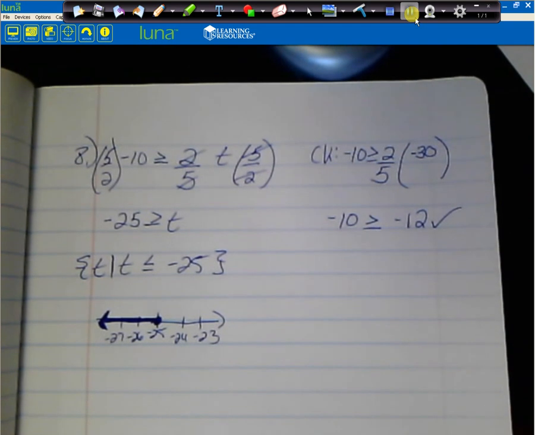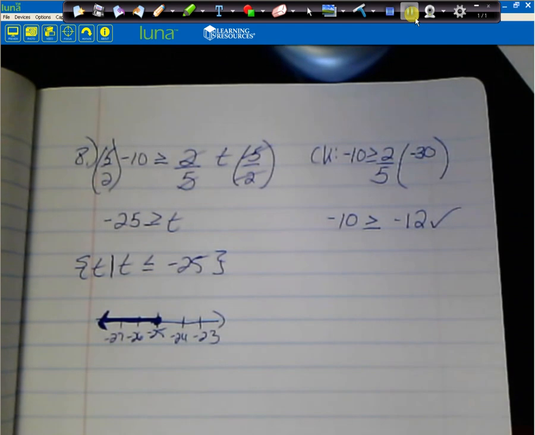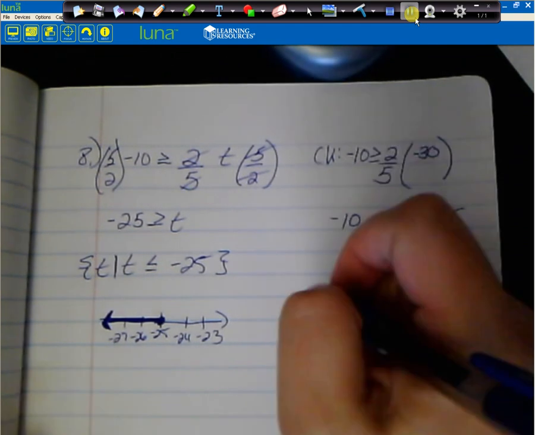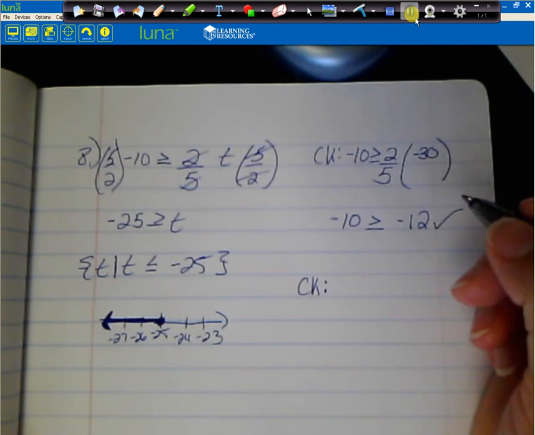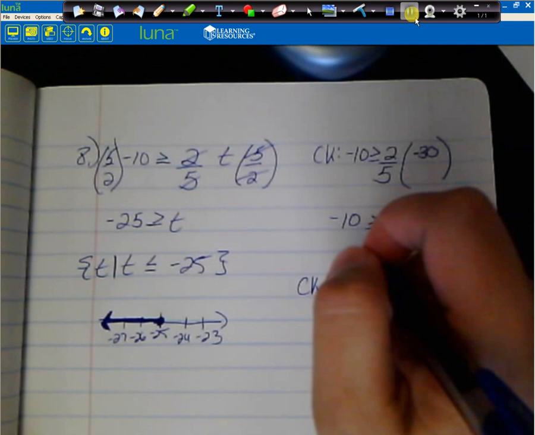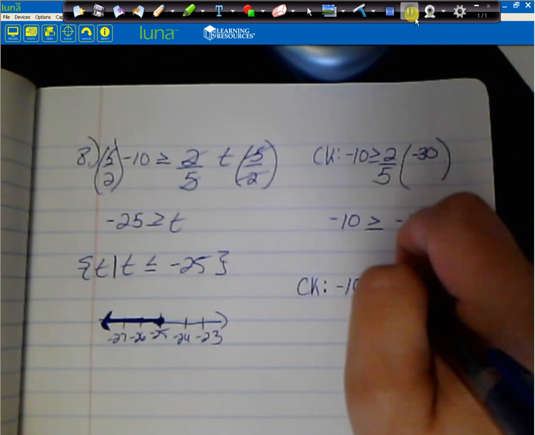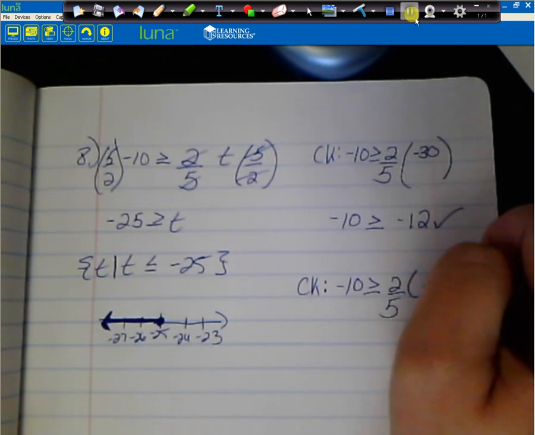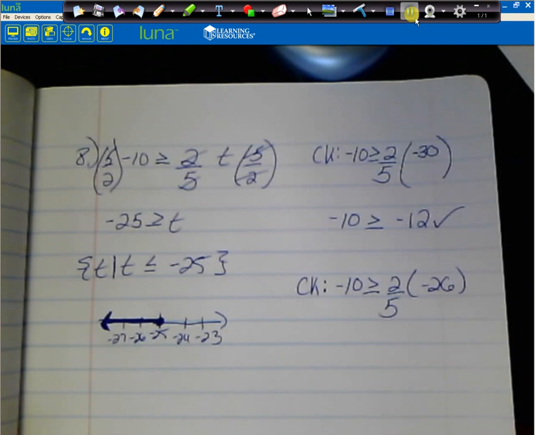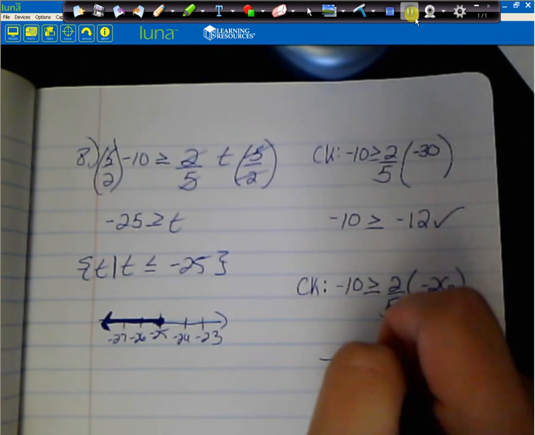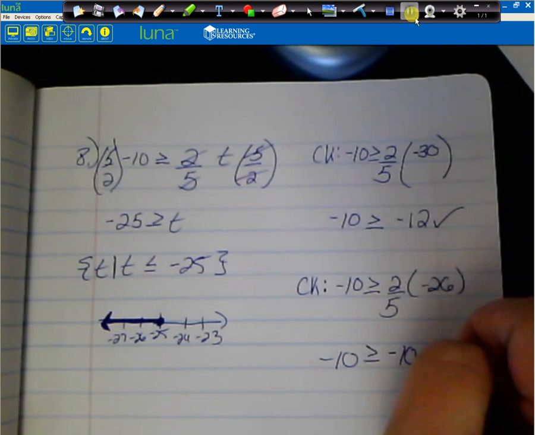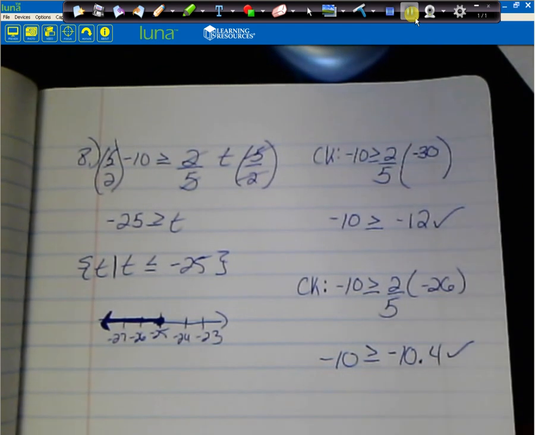I'm going to show you what it looks like when I check with negative 26. You do not have to write both checks down, but I want you to know that it is okay to check with a number that's not divisible, and you can still get a decimal, and that will be just fine. So I'm going to say negative 10 is greater than or equal to 2 over 5 times negative 26. And I'm going to get negative 10 is greater than or equal to negative 10.4, which is still a true statement. So again, either way you want to check, whether it's a number divisible or not, both of those checks will work. So take a minute, make sure you have the solve, set, graph, and check written before you move on.